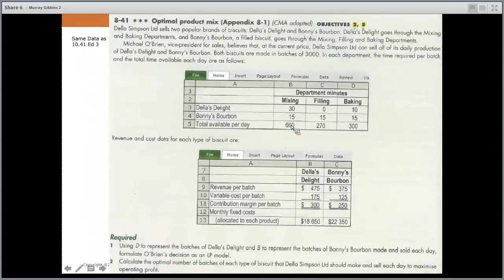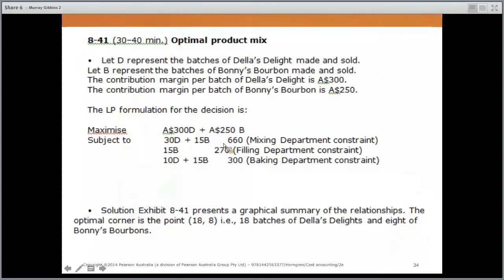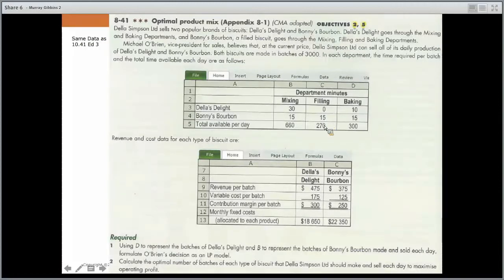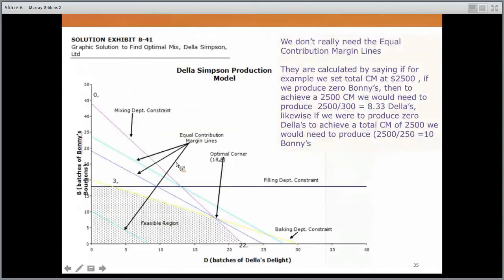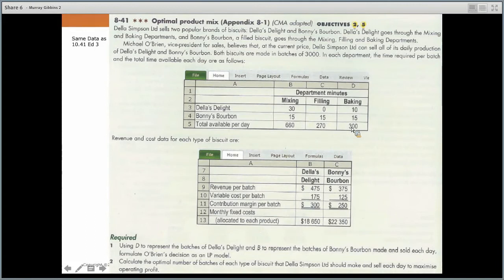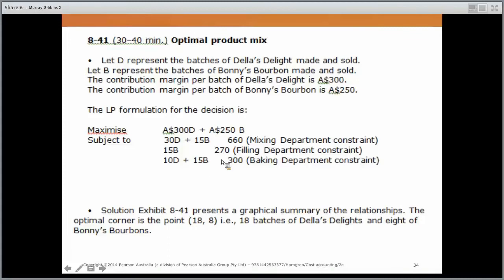So that's what we're trying to maximize. And what are the constraints? 30 lots of Della plus 15 lots of Bonnie's equals 660. So the equal sign's missing there. I do apologize on this slide. And this one is saying for the filling department, there is no Della, it's all Bonnie. So 15 lots of Bonnie can't exceed 270. 15B has to equal 270. And the last equation is from the baking department. 10 lots of Della, 15 lots of Bonnie has to equal 300. And that should be an equal sign there. So we've got the third equation.